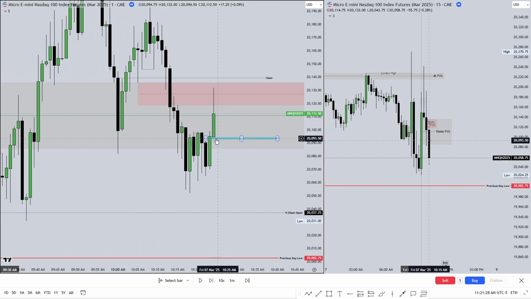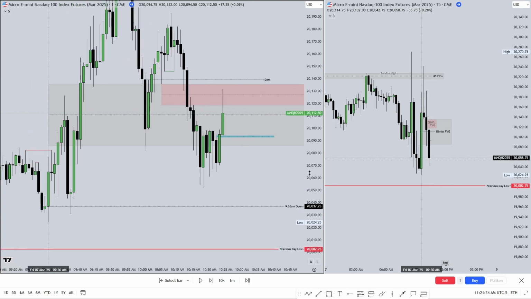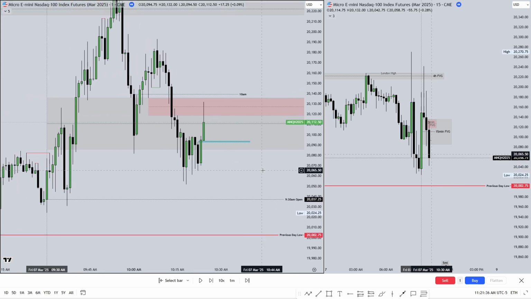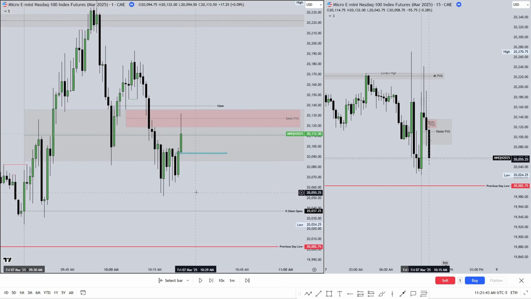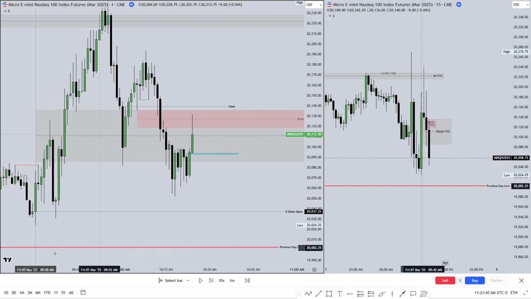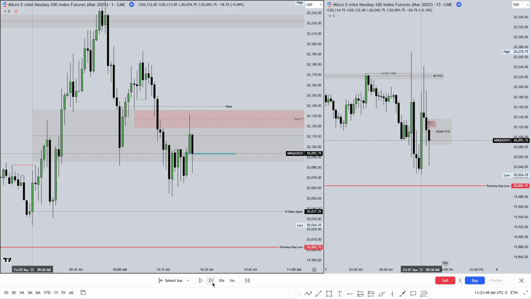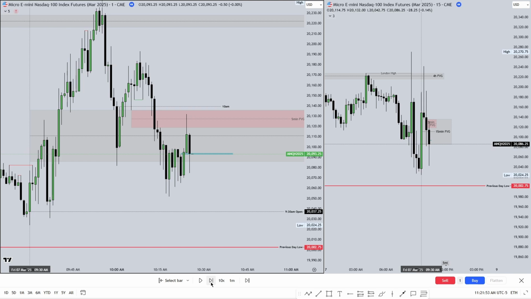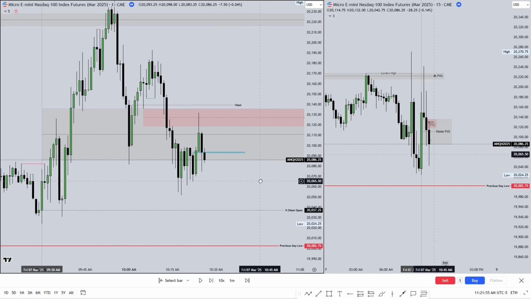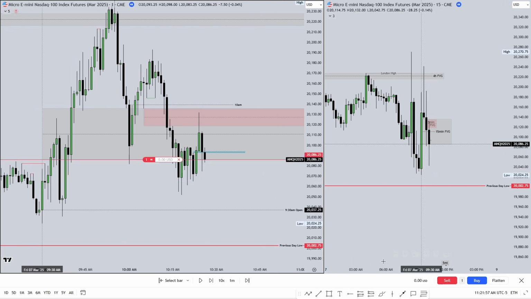So this could be just like a manipulation higher into that 5 minute fair value gap right there. So with everything in alignment right there, if I get a close below this fair value gap on the 1 minute time frame, that would be my confirmation where I can take a short towards these lows right here. We didn't close below. We're still holding that right there. We got that close below. Now I'm good to short. So I'll sell right there.